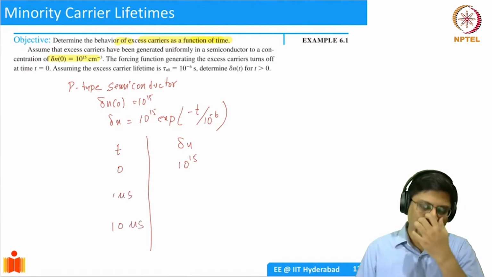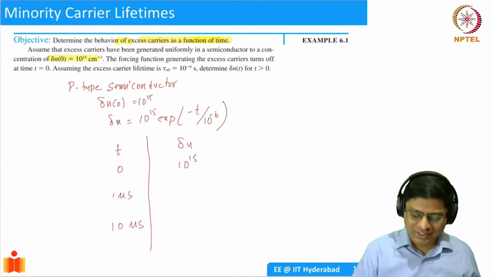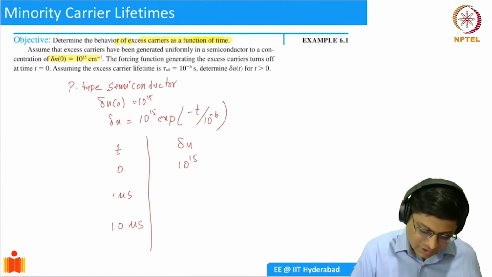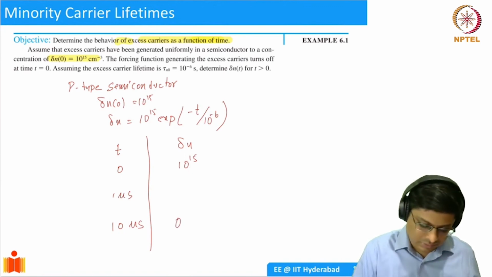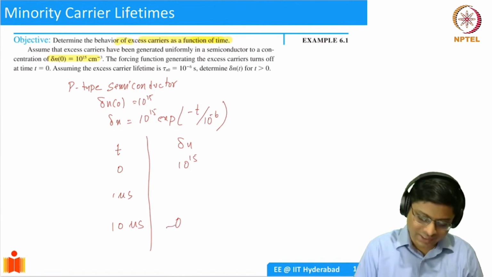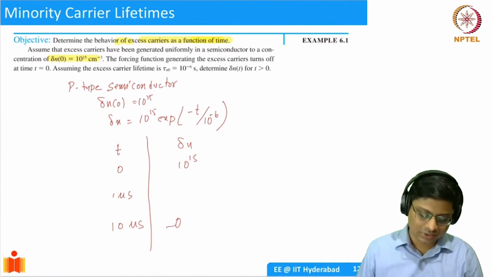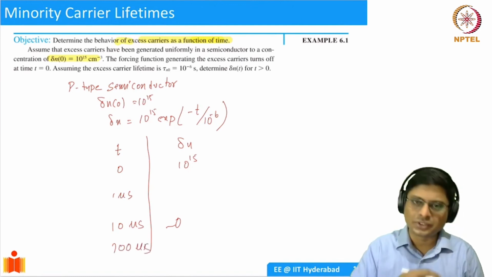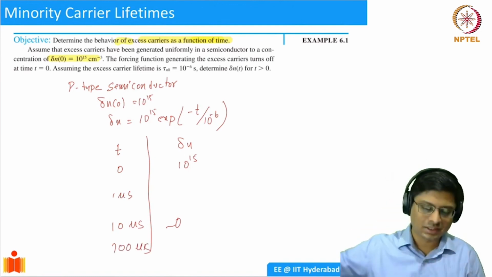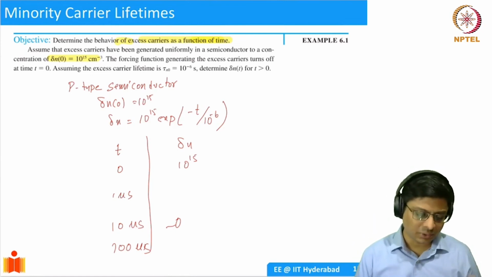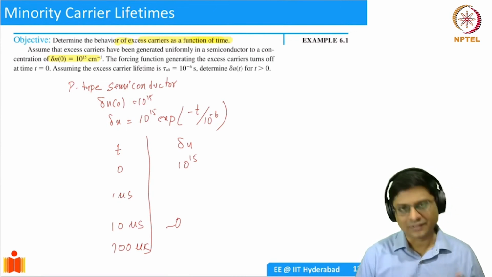And you'll see that quickly, in 10 microseconds, nothing will be left. I mean, you will reach basically the n naught, whatever it is. This excess minority carrier is going to become almost 0. Check out what happens. It is negligible compared to the original starting point. Maybe you should also try 100 microseconds. As you go to longer and longer times, delta p is going to become 0. So this is basically how you calculate minority carrier lifetimes and diffusion lengths.